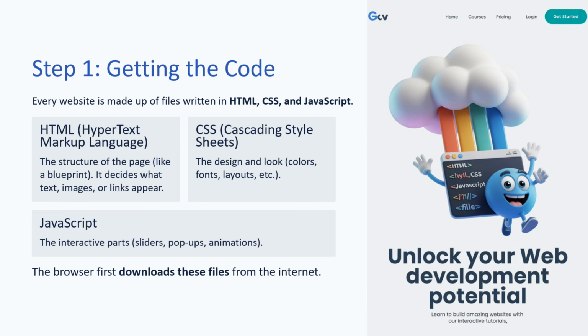Step 1 is getting the code. Every site is made up of files written in HTML, CSS, and JavaScript. HTML is nothing but Hypertext Markup Language. HTML is the structure of the page, like a blueprint. It decides what text, images, or links appear on the page. CSS is nothing but Cascading Style Sheets. CSS is the design and the look: colors, fonts, layout, etc. JavaScript is the interactive parts, like sliders, pop-ups, animations. The browser first downloads these files from the internet.